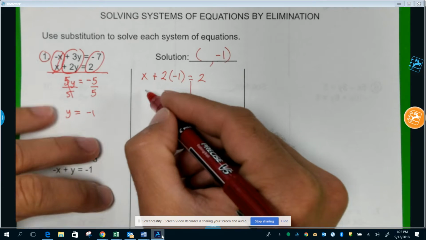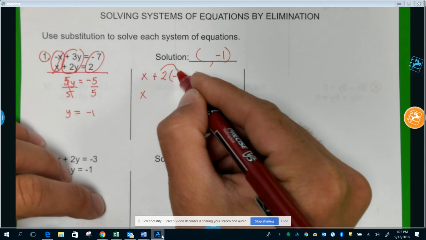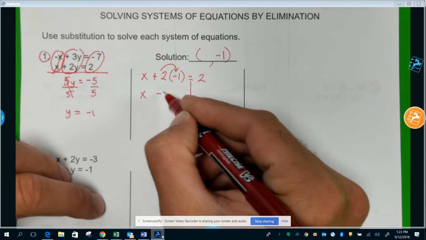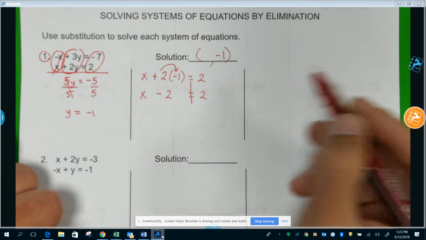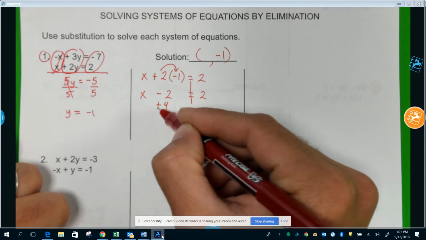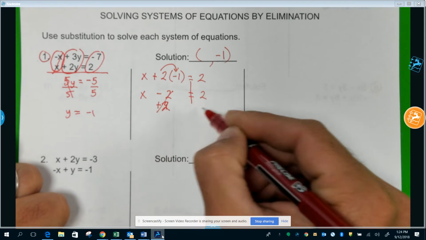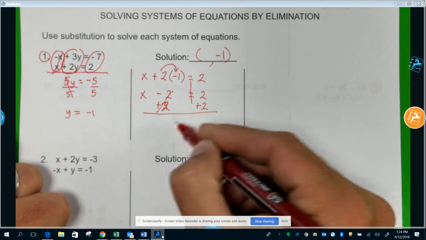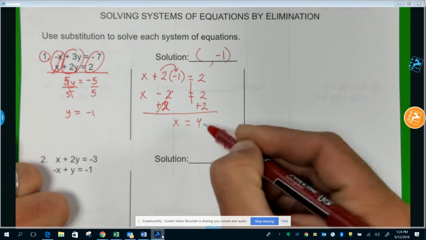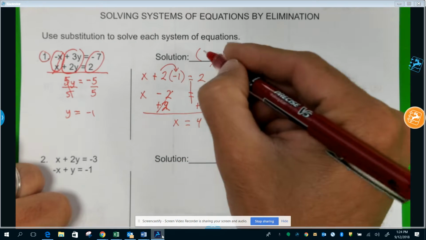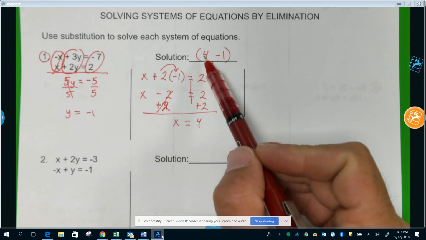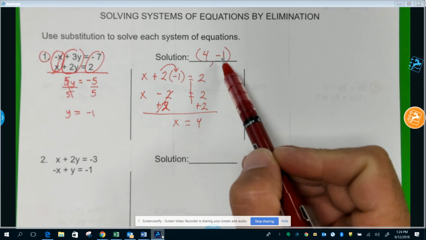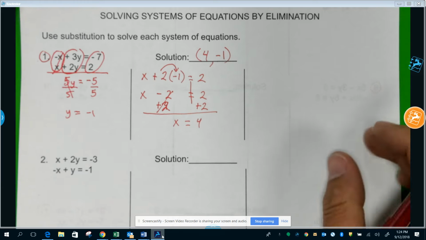All right, so now we just solve for x. We've got our x here. Positive 2 times negative 1 turns into a negative 2. And solving for x, we will add 2 to both sides, and we get x equals 4. So since x is 4, we will put that in the solution. So our solution is 4, negative 1. The x value is 4, the y value there is negative 1.